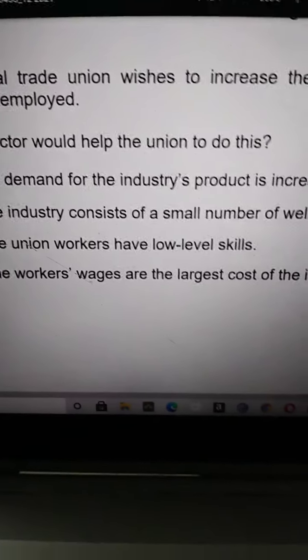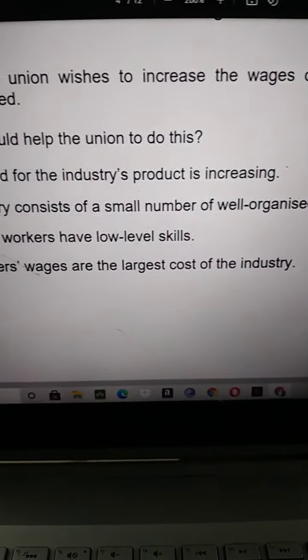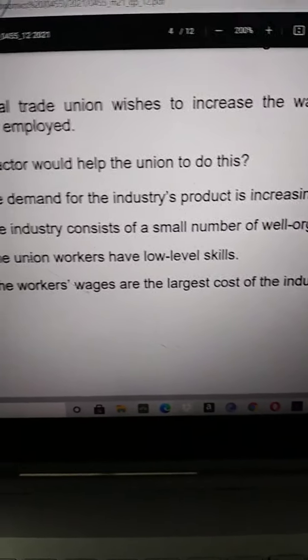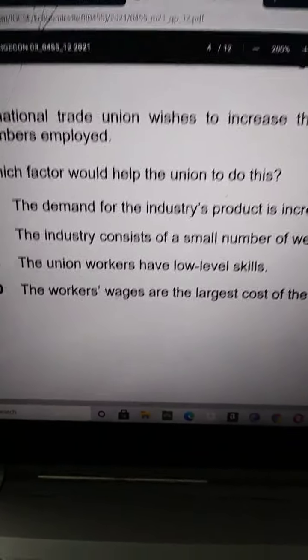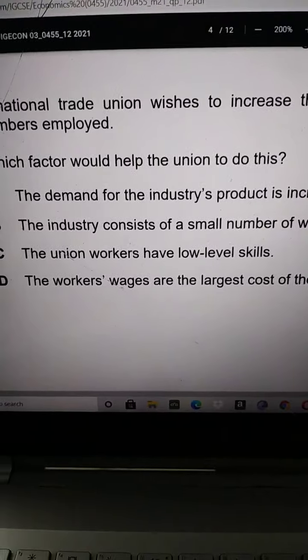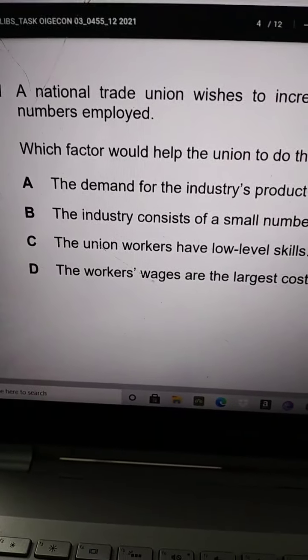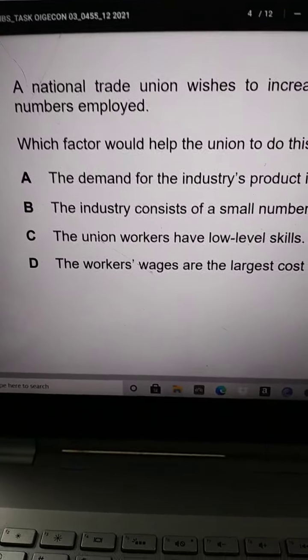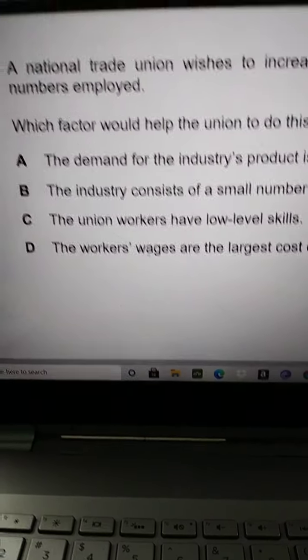The demand for the industry's product is increasing. It may be becoming price inelastic in nature, the product which they are making. So that's why the producers say, of course, we are getting profits, so why not give more salary or wages to the labor force.